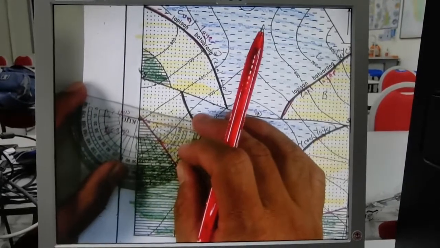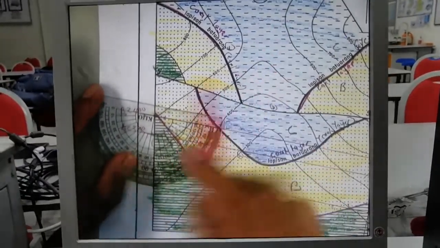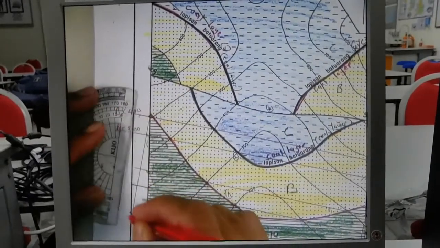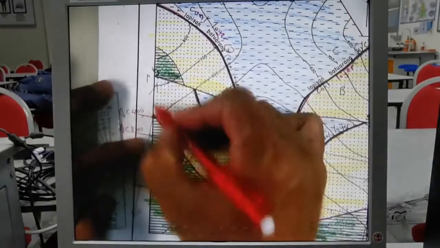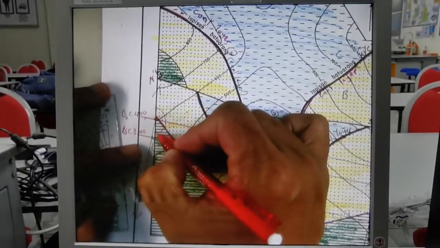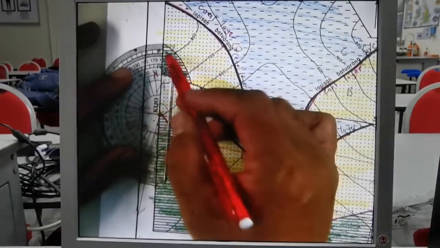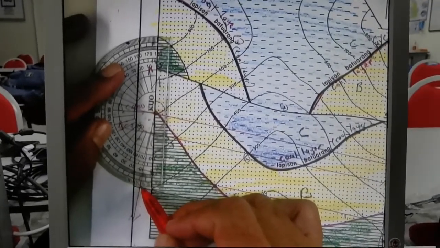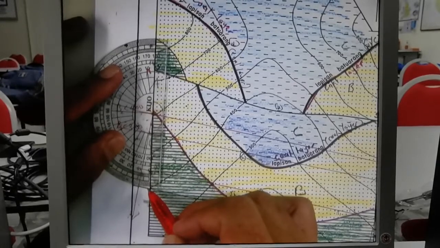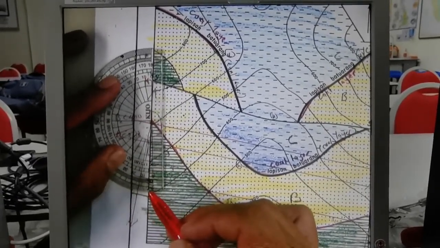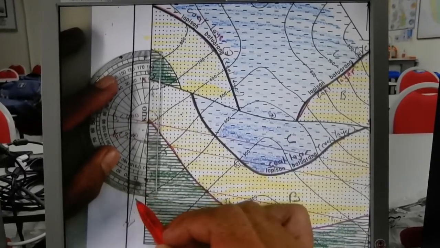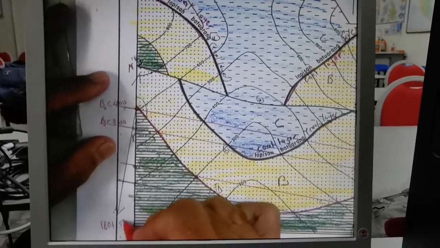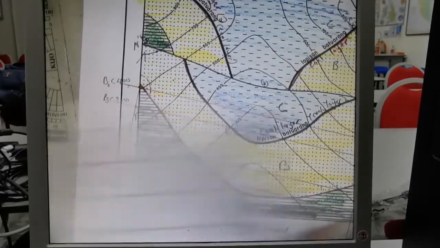Again, we make this dip direction perpendicular to the strike line. So our center must be at the point. Draw this at 90 degrees, so you can measure and draw this line. This is north, so 0 degrees. From here to here is 180 plus how many degrees? You can check here, 0 to 180. This one is about 9 degrees. So 180 plus 9 degrees, so you will get 189 degrees.